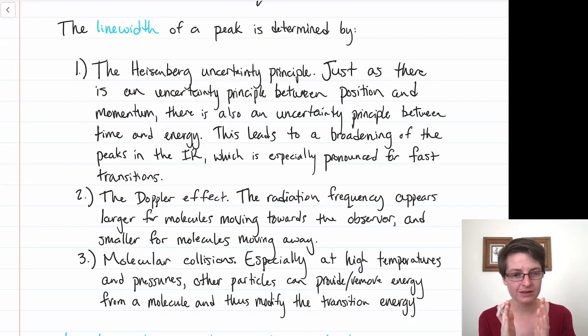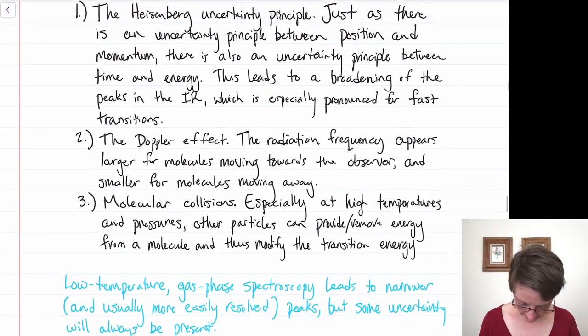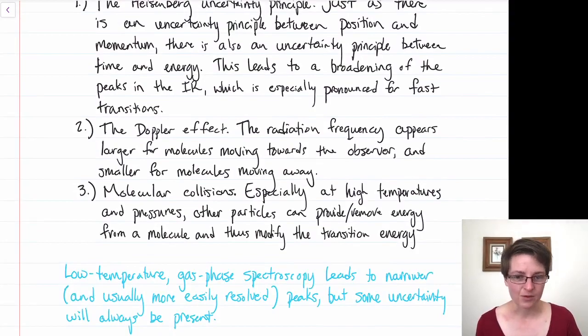And all of the factors that influence the energy of the transition lead to a little bit of peak broadening, since the x-axis represents effectively the energy associated with a particular transition. So one takeaway that we can have from this is we can't control the Heisenberg uncertainty principle. We can't control the Doppler effect, but we can control the degree to which molecular collisions occur in our spectrum and in the experiment that we're doing.